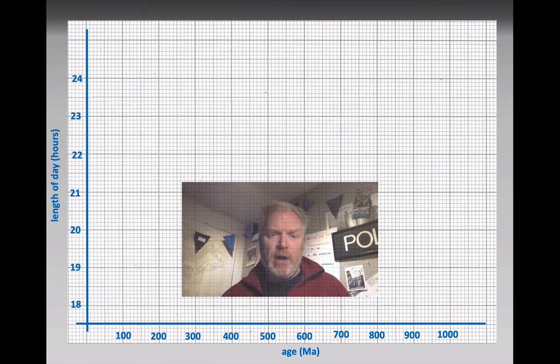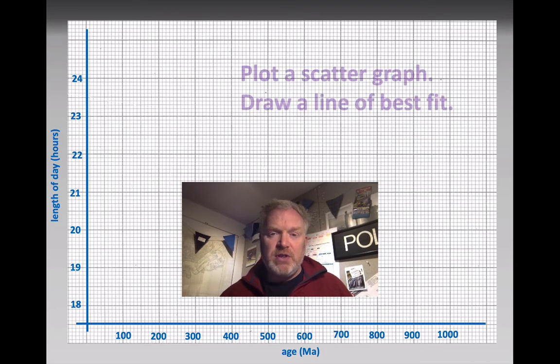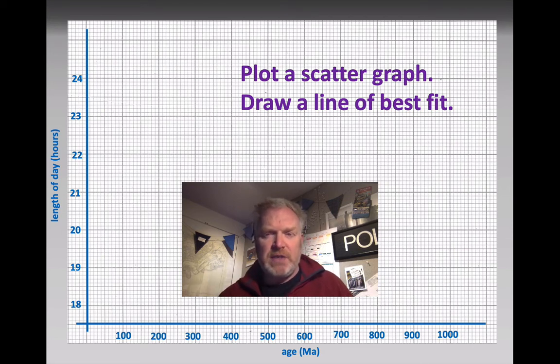Okay, you have a piece of graph paper on page 11. What I'd like you to do is to plot a scatter graph using the data you've got from your table, of length of the day in hours against the age in millions of years. When you've plotted all your points, draw a line of best fit. But I'd like to make sure that your line of best fit goes through what we call the double average point. So plot a point, perhaps in a different colour, to show the mean average age plotted against the mean average length of the day.